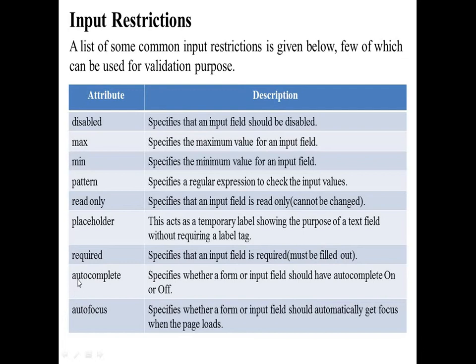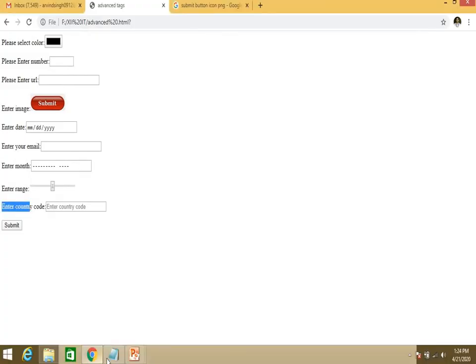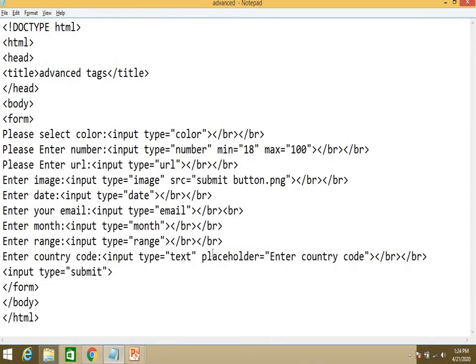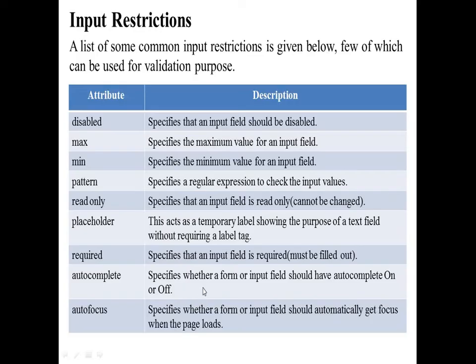Next is autocomplete. Let's see the explanation of this. It specifies whether a form or the input field should have autocomplete on or off. Autocomplete means whether the input gets completed or not, and that you have to check. We are going to apply it for the email address.